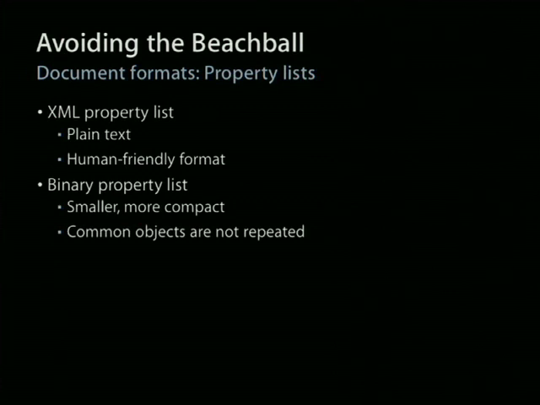Your application is going to save some documents, and there may be a lot of data to save. And one document format that some people use is property lists. They're very convenient. Property lists come in two flavors. The XML property list, which is plain text. It's a very human-friendly format if your humans like to read XML. But it at least can be edited with a text editor, right? And the binary property list, which is a smaller, much more compact format. And that format takes advantage of things like some uniquing of objects. So if you have a string that's repeated many, many times, that's only going to appear once in the binary plist, right?